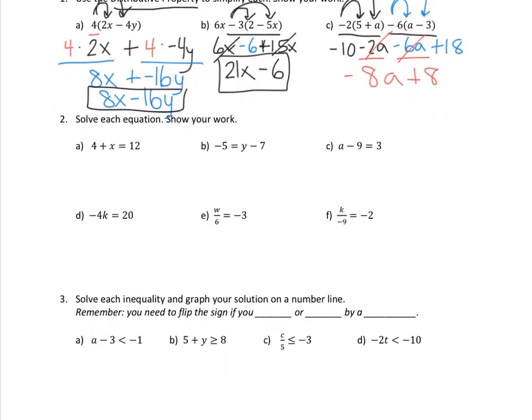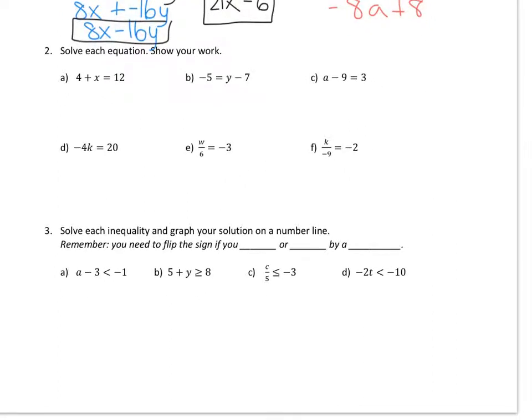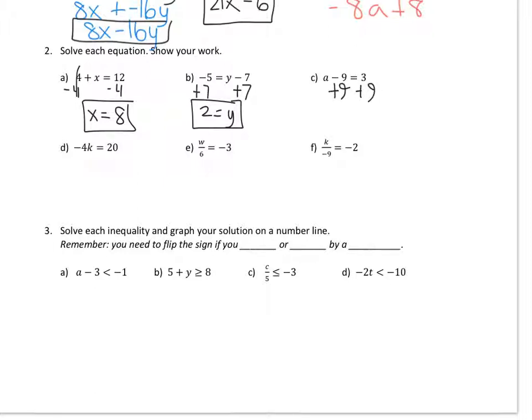And then down here, solving your equations. To solve, you want to do the inverse of what's happening. If I want to get x by itself, I have to get rid of this 4. So I have to subtract 4 from both sides. So x equals 12 minus 4, which is 8. Letter B, I want to get rid of the negative 7 because that's in the way of the y. So I'm going to add 7 to each side. So y equals 2. Letter C, I'm going to add 9 to each side. So a equals 12.